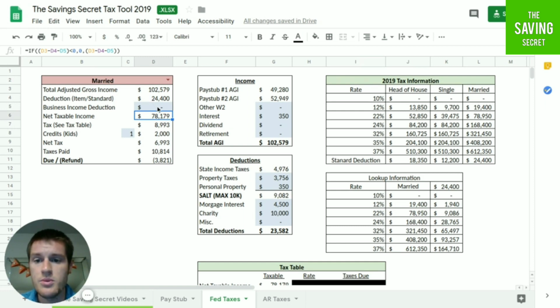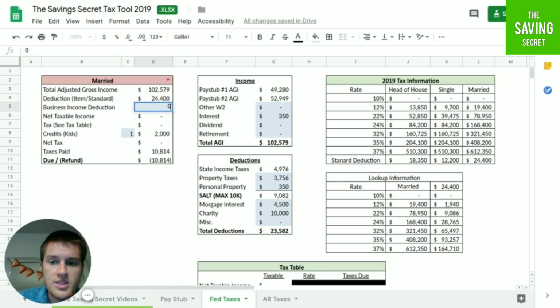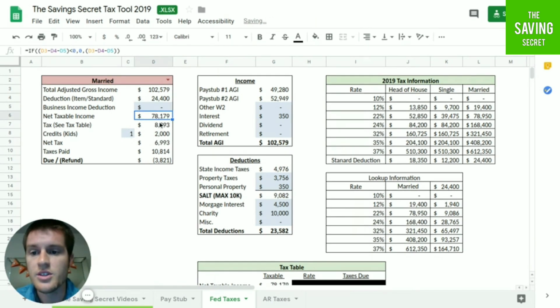So for example, if this was $80,000 of a business income deduction, your taxable income would not go negative, it would just merely go to zero. For the purposes of the example, we'll just leave it here. So your net taxable income is $78,000. In order to find this, you're going to need to look at the tax table. That's what you're required to do.